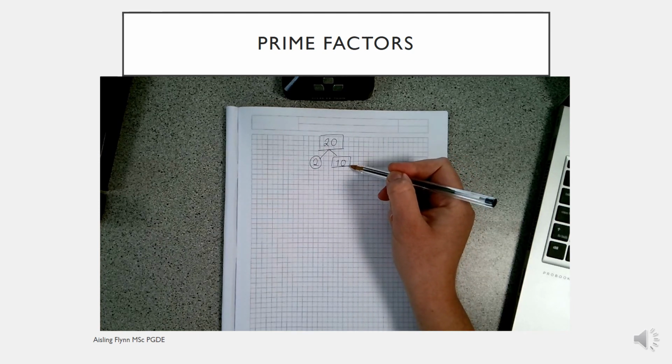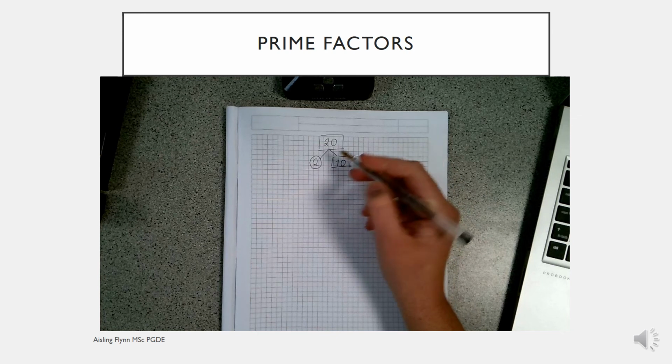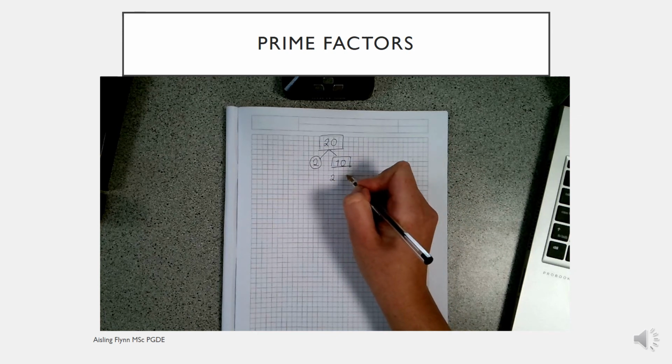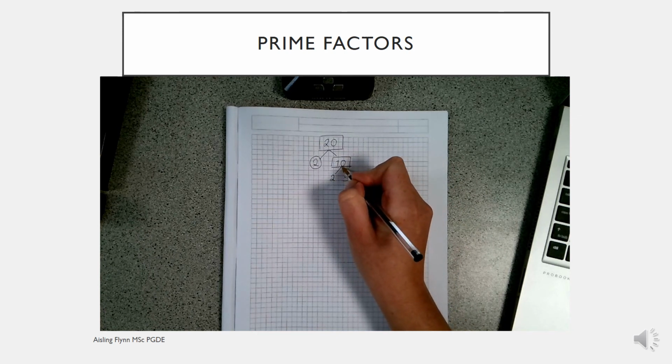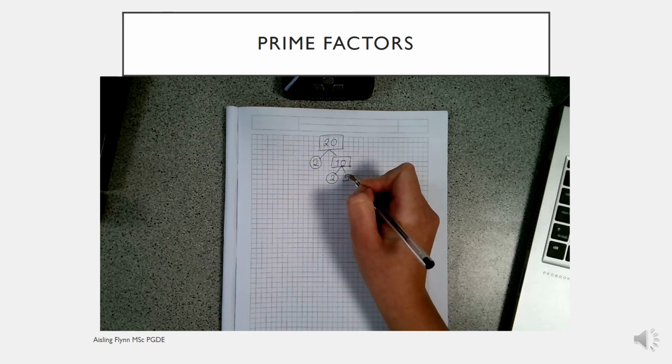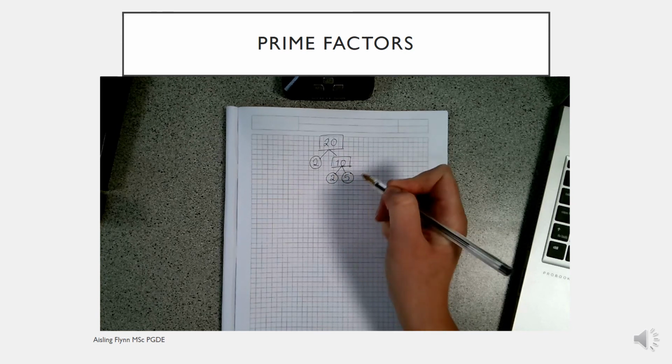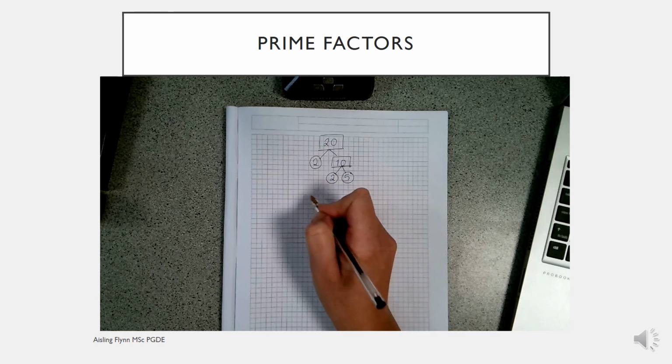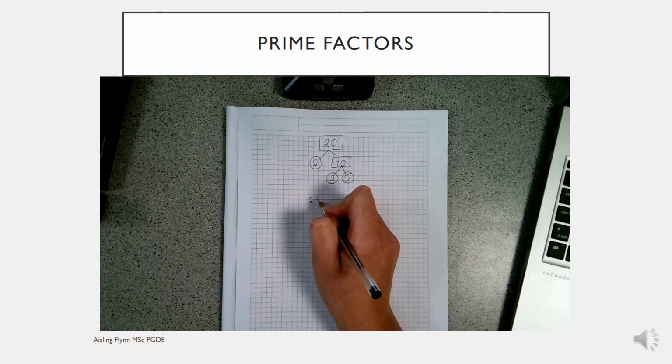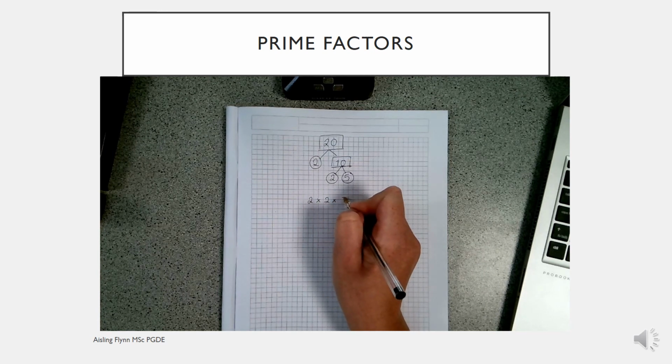Okay, again, go with the smallest prime number you can think of, 2. Does it divide into 10? Yes. 2 times 5. Now 2 is prime, and so is 5. So the prime factors of 20 are 2 times 2 times 5 equals 20.